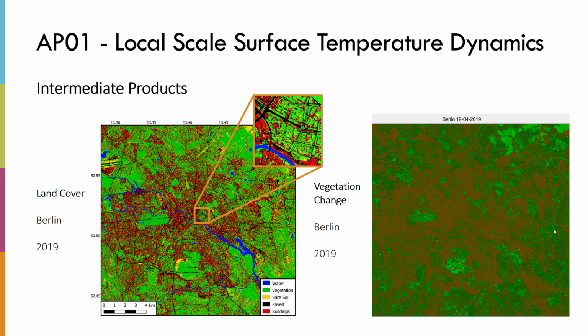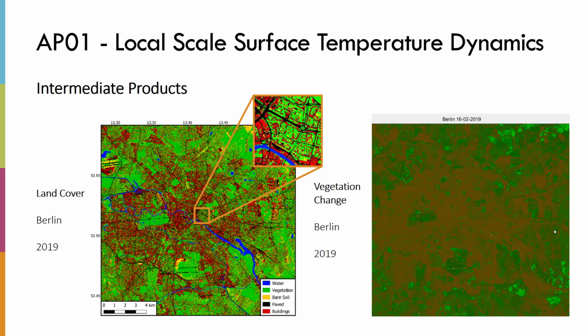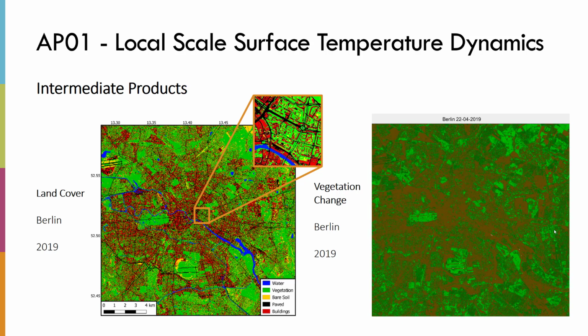Intermediate products from the application 1 include, for example, detailed surface cover maps of 2-meter spatial resolution, such as the one you see here for the city of Berlin, and information on the change of the vegetation cover through time, as you see here the example for Berlin for 2019.